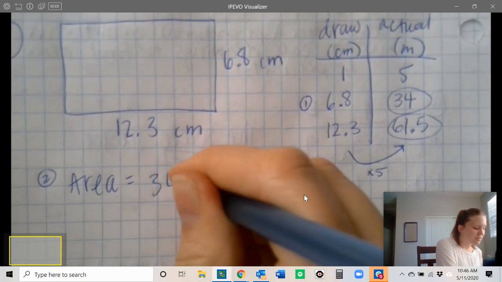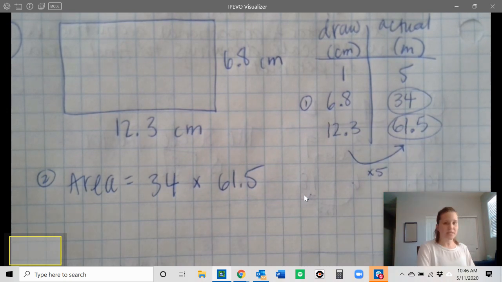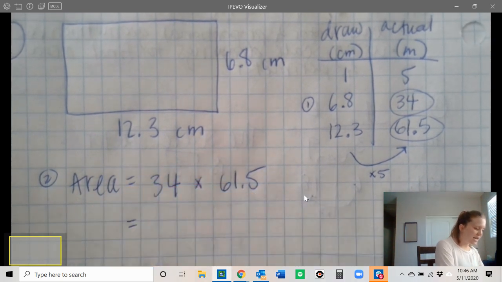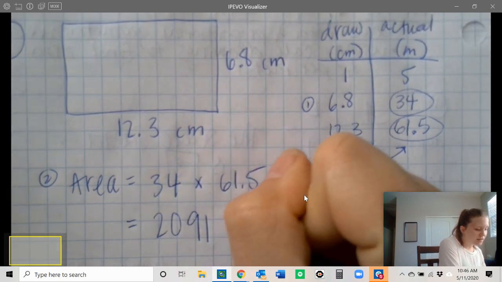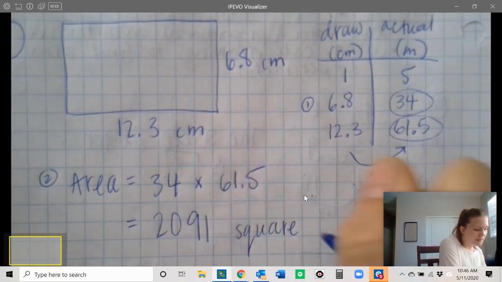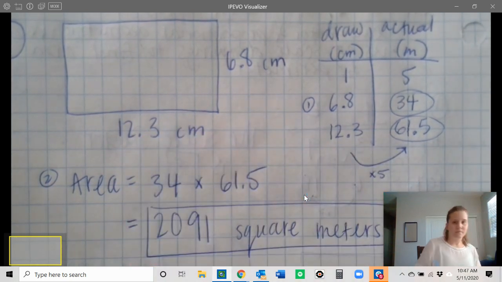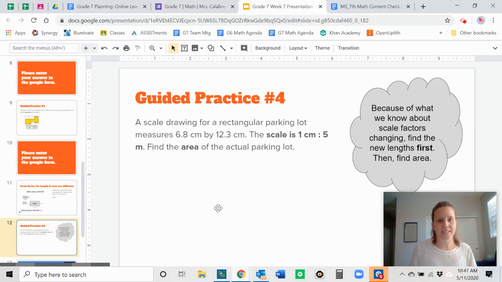Go ahead and write it with me. To find the area of a rectangle, I multiply base times height. My base was, or one of the dimensions was 34 and one was 61 and 5/10. When I multiply, I've done that ahead for you, so don't worry, 2,091 square meters. All right, 2,091 square meters. Pause here if your paper doesn't look like mine yet. Awesome, so your paper is updated.